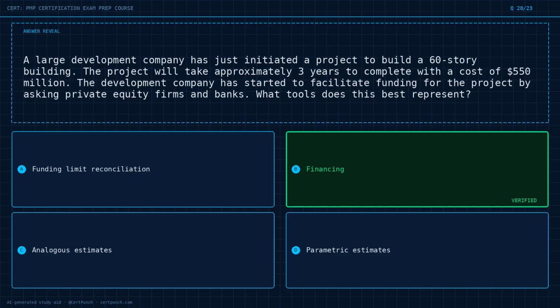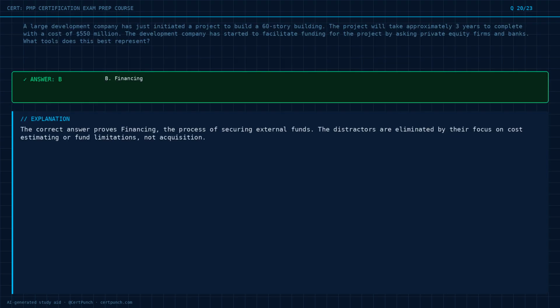The answer is option B. Why it works. The correct answer proves financing, the process of securing external funds. The distractors are eliminated by their focus on cost estimating or fund limitations, not acquisition.